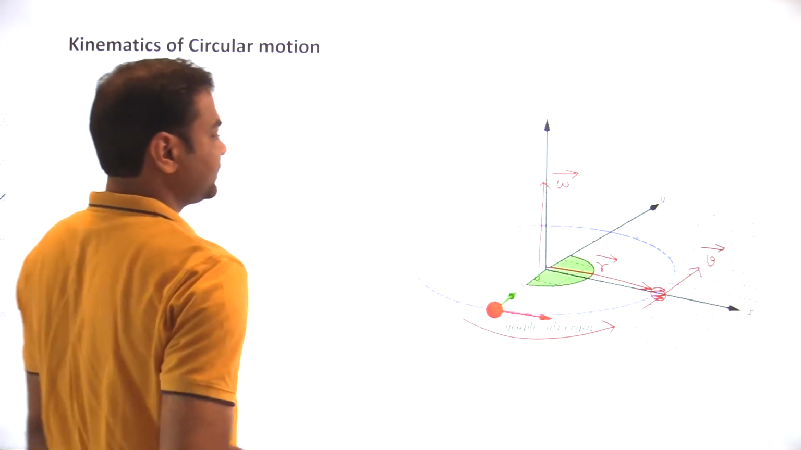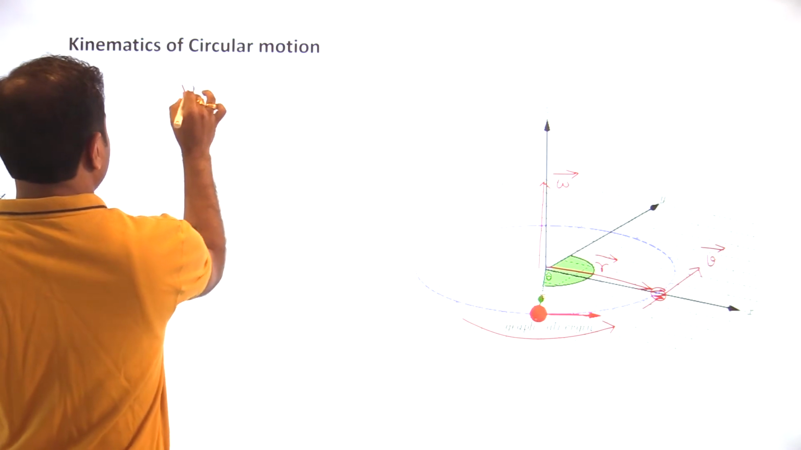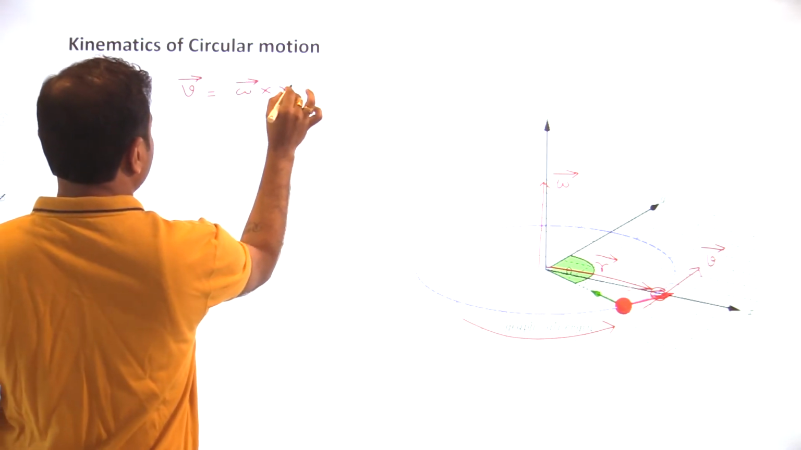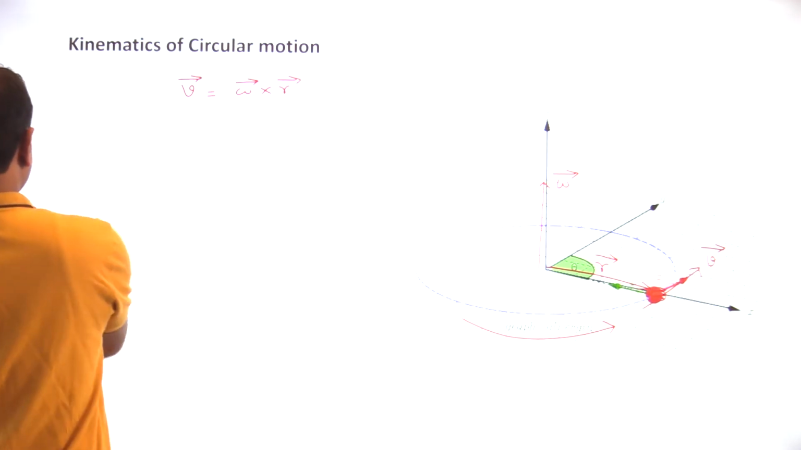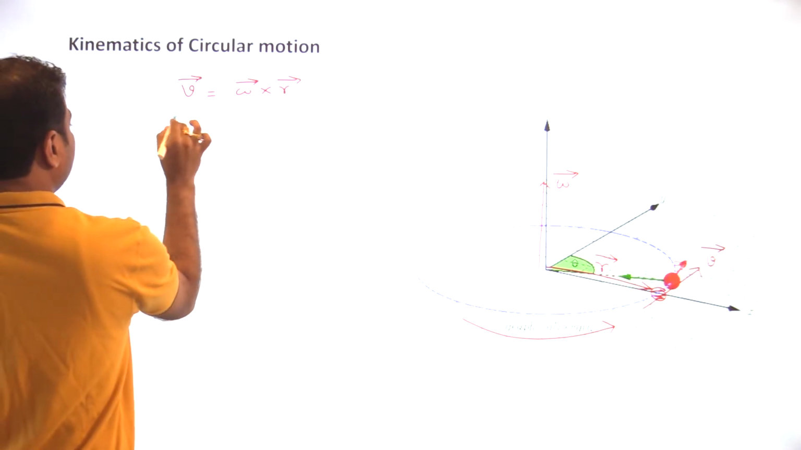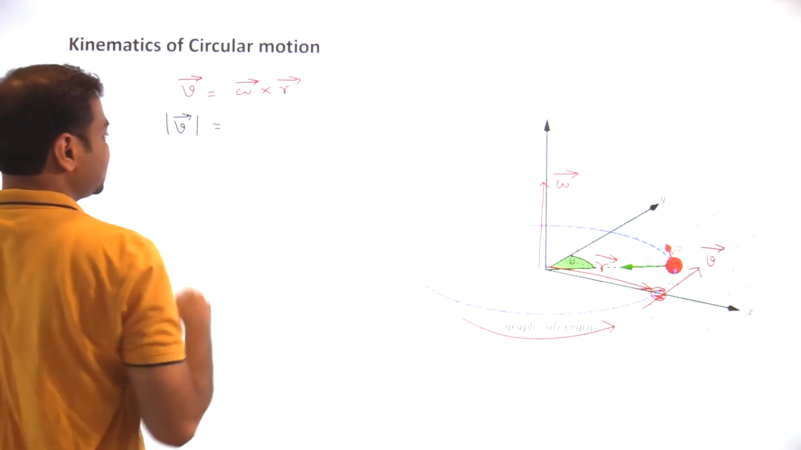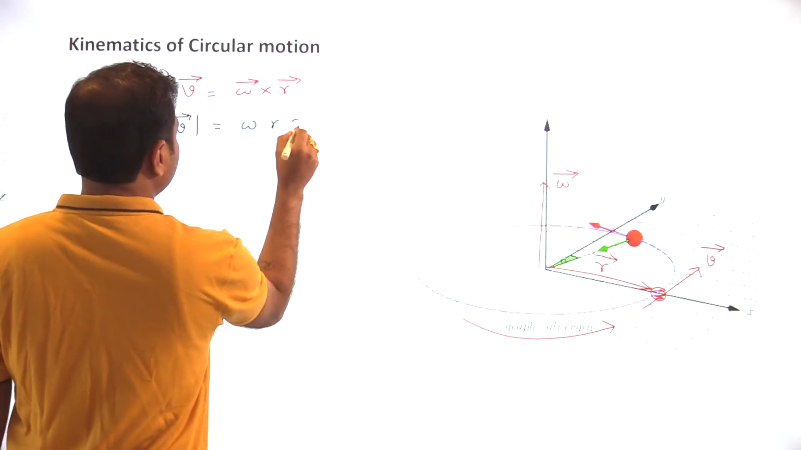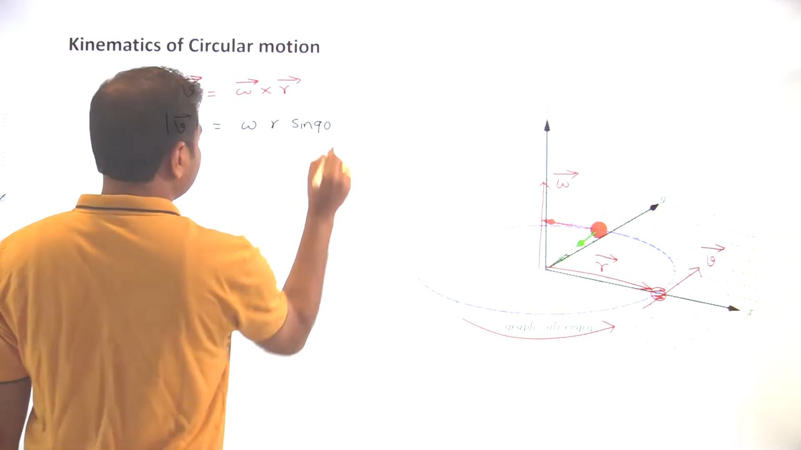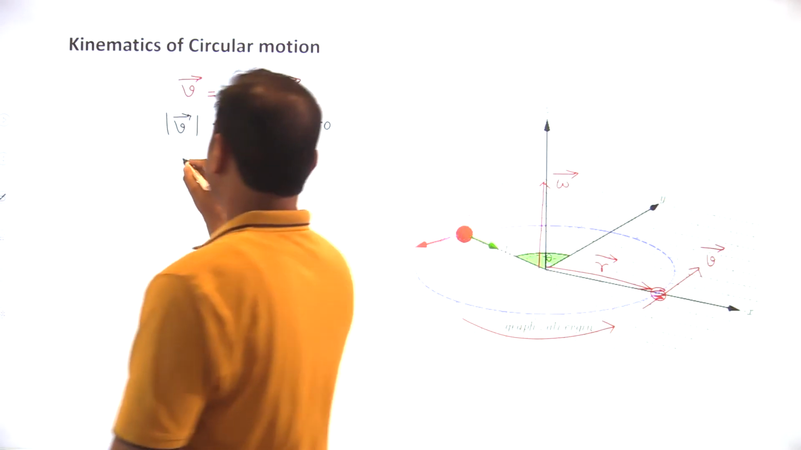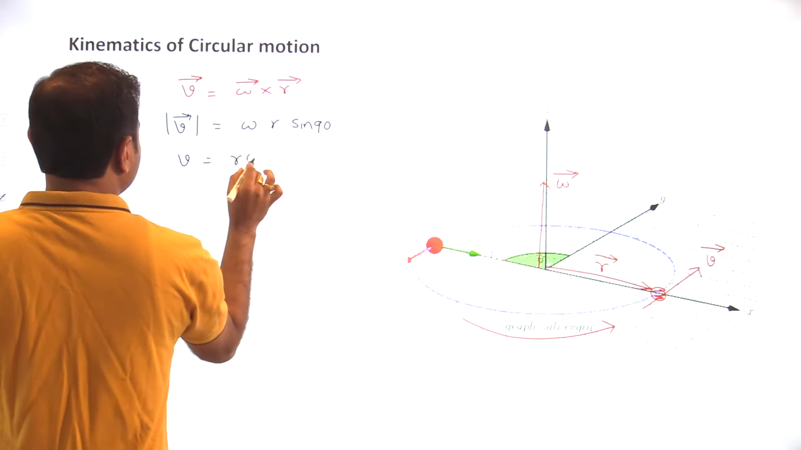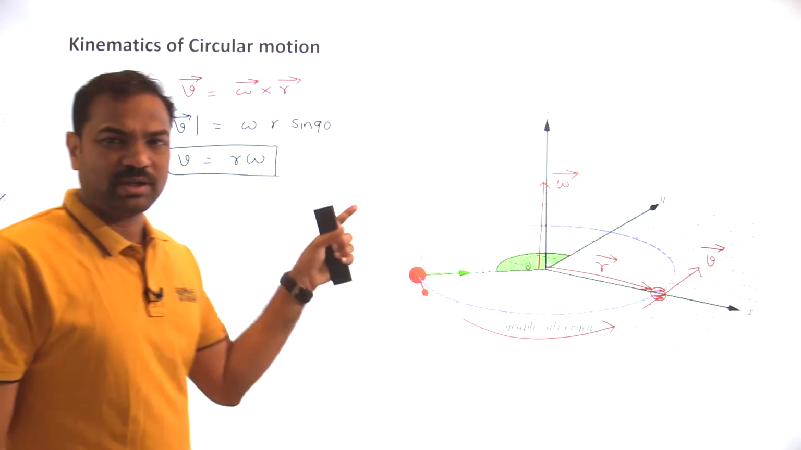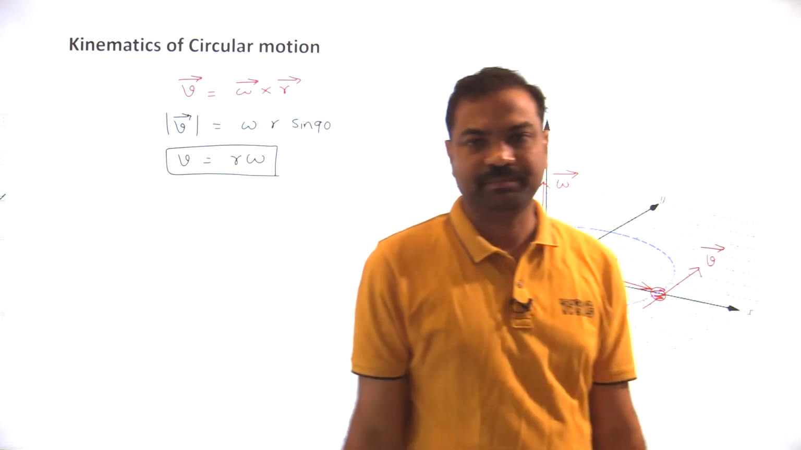So for this we have seen the relation. How do we write v bar? v bar is omega bar cross r bar. So that is v bar. And what is the magnitude of velocity, which is nothing but speed? The speed is omega into r into sine 90. So you will get v is equal to r omega. This is a very common relation, known by everybody.